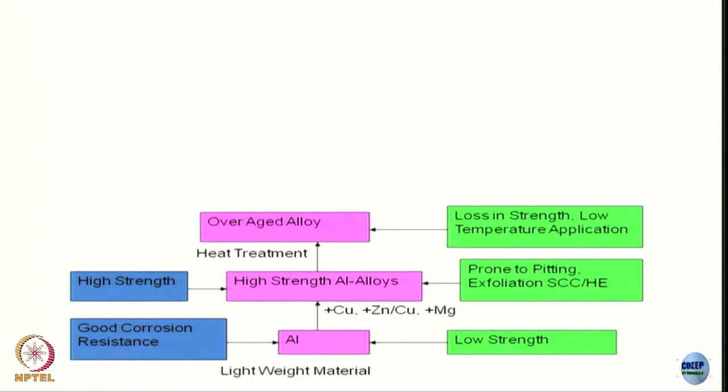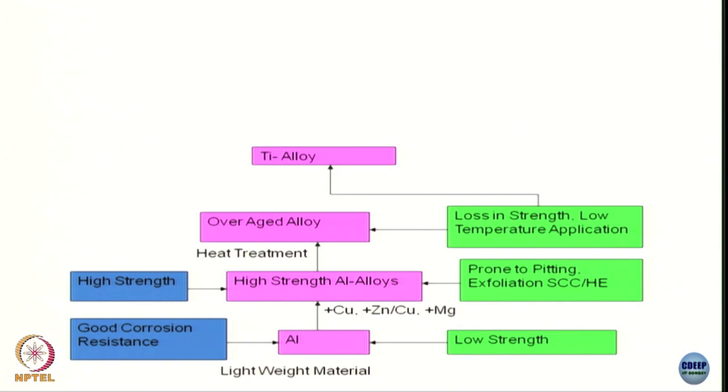But there is a problem. What is the problem? The aluminum alloys cannot be used for elevated temperature applications, right? Why? The precipitates dissolve, and now the strength is lost. So, there is a limitation in using high strength aluminum alloys at elevated temperatures. I am not talking about high temperature, I am talking about slightly elevated temperature; even that is not going to be okay.